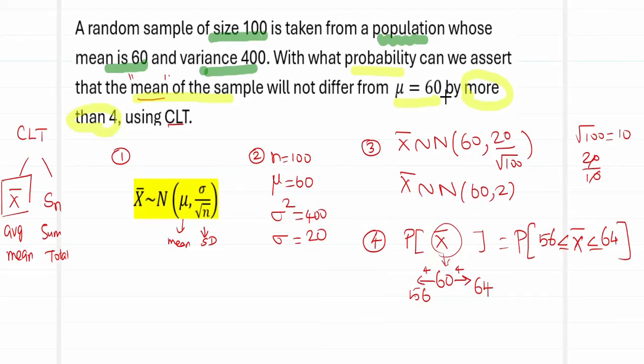Fix your question from the given problem. From 60, I cannot move more than 4. So if I move to the left by 4, I get 56. And if I move right by 4, I get 64. So my x bar can just move between 56 and 64. Now this problem is in terms of x bar. I now have to convert this problem in terms of z. So when I convert it into z, what does this 56 become and what does this 64 become? So that is going to be our next process.